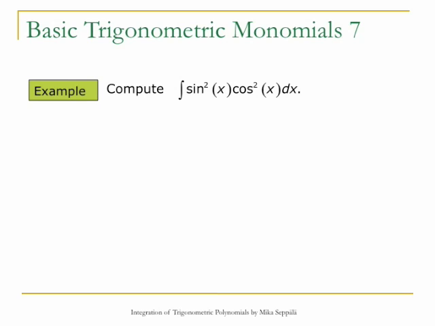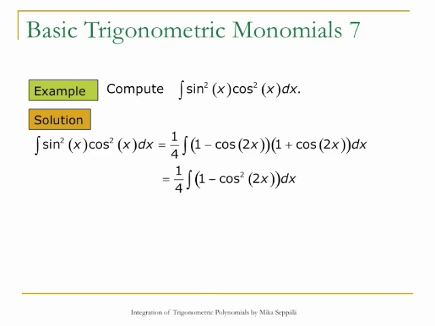An example of this situation is the computation of the integral of sin^2 x cos^2 x dx. Here the powers of sine and cosine are both even. They are both 2. So the solution is that we rewrite sin^2 and cos^2 in terms of cos 2x. Sin^2 x is (1 - cos 2x)/2, and cos^2 x is (1 + cos 2x)/2.